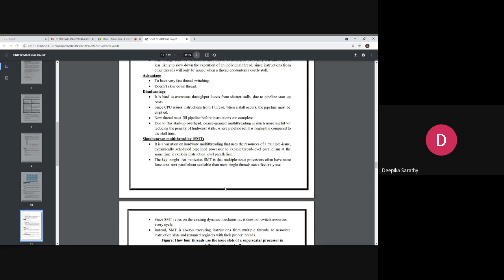It is hard to overcome the throughput loss from the shorter stalls due to the pipeline startup cost. That is, whatever throughput losses I'm having, it is very hard to overcome because of the pipeline startup cost. If the pipeline is not proper, if there is any problem in the decoding stage or in the execution stage, it is very difficult to overcome because I'll keep on waiting until it executes. If there are any changes, I cannot leave this and go to the next level.